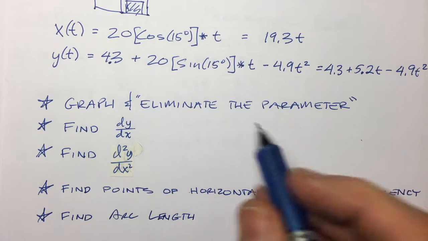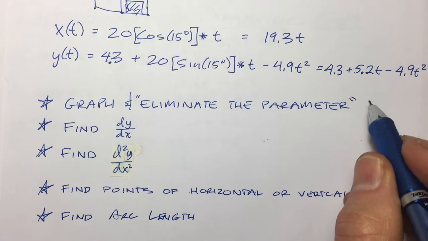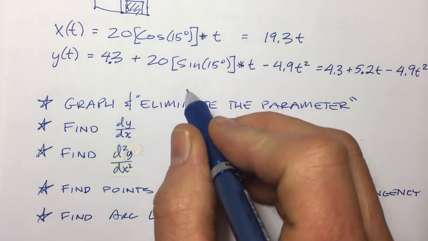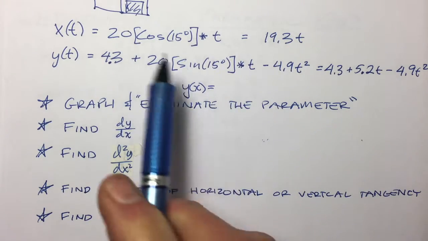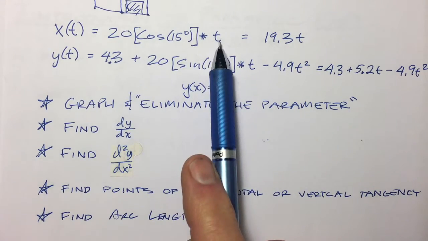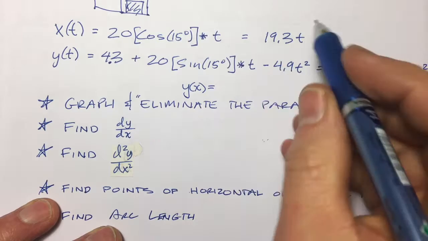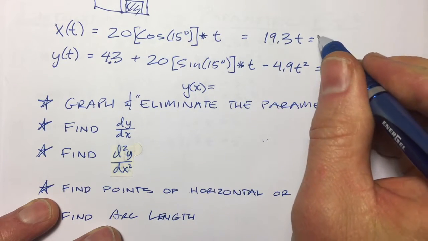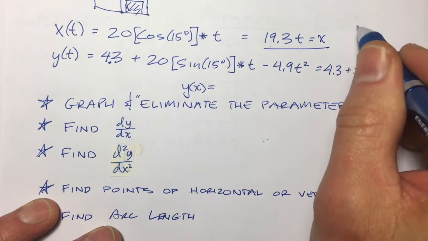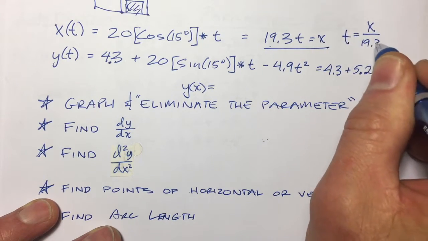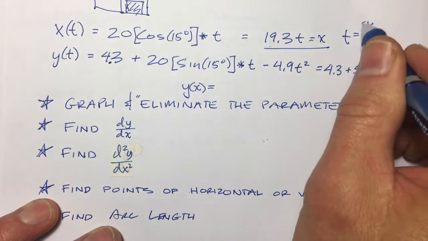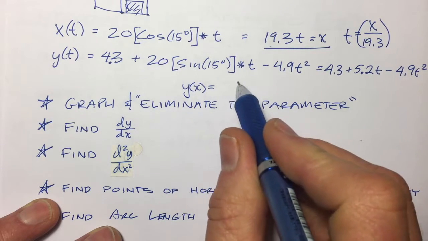What that means is we're going to solve and express, in this case, usually y as a function of x. So what I want to do is solve for t. In this case, if this equals my x variable, all I need to do is say that t then is equal to x over 19.3. And then I take that and I sub it into my y equation.